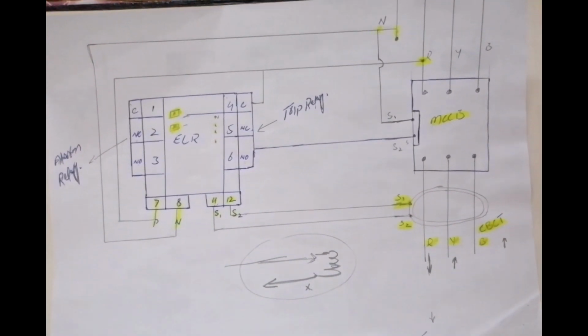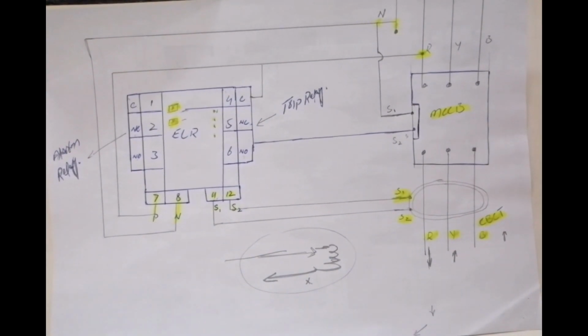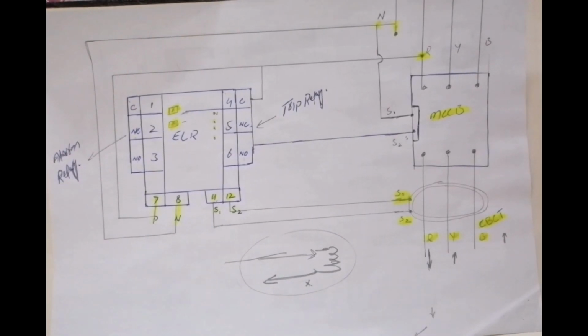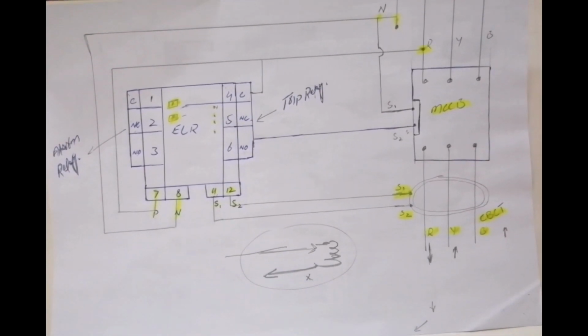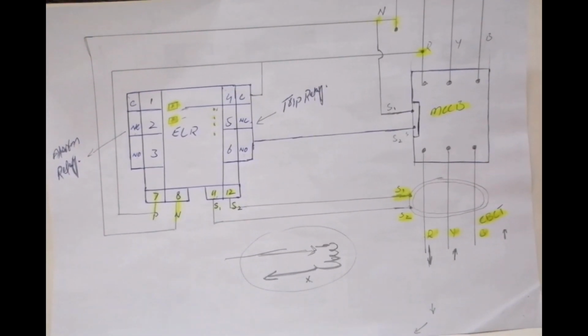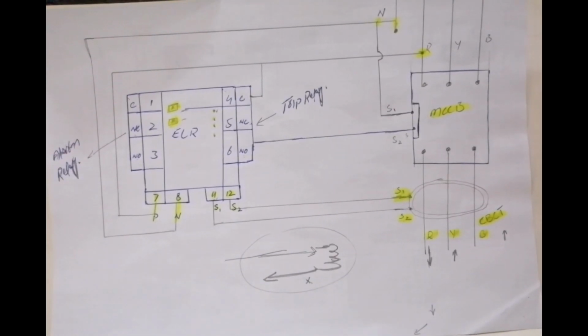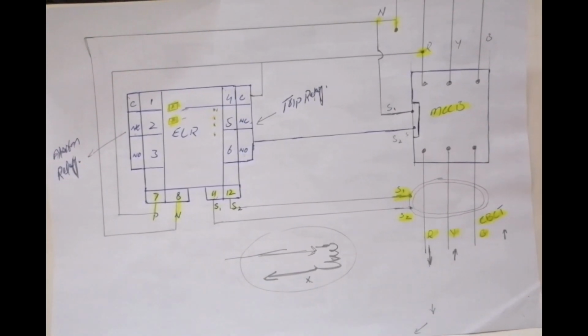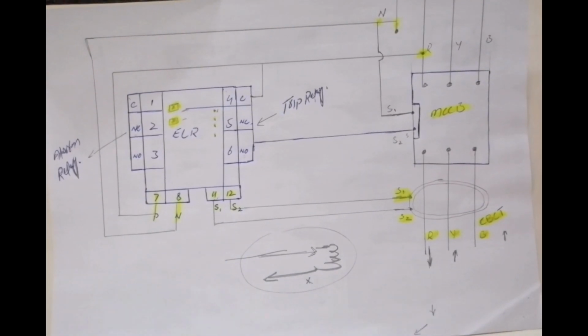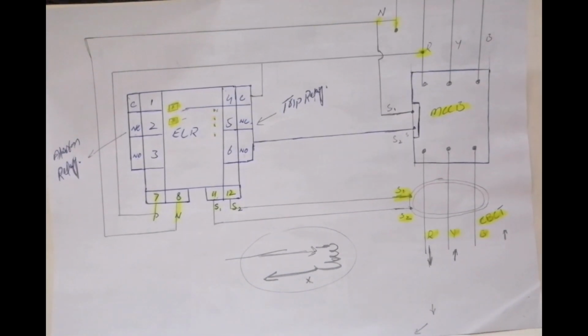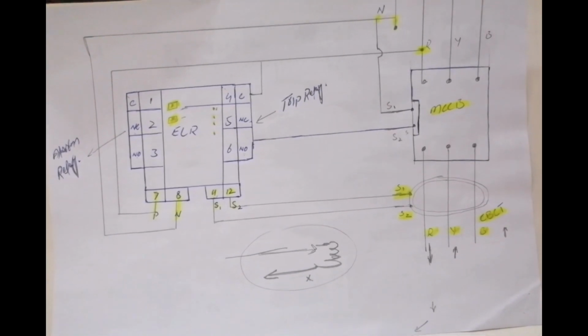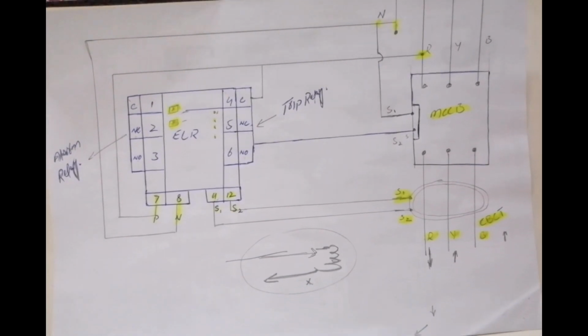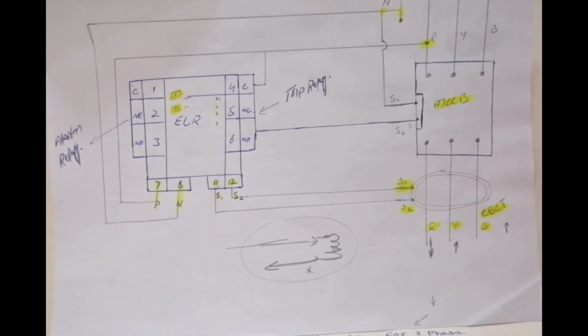Now you can check in this drawing how we make the connection of the earth leakage relay. The earth leakage relay has two control points, point 7 and point 8. Point 7 we connect with the red phase and point 8 we connect with the neutral. We provide supply according to the rated value of this relay. The other two points you can check in this drawing are point number 11 and point number 12.